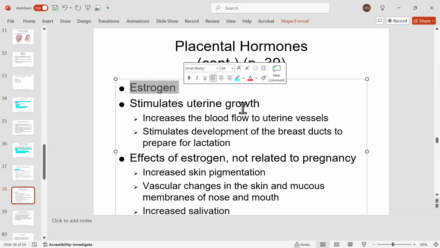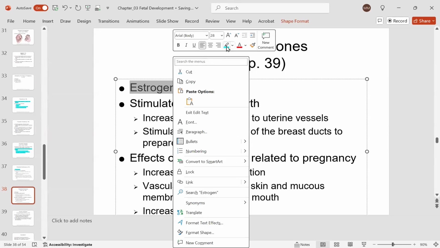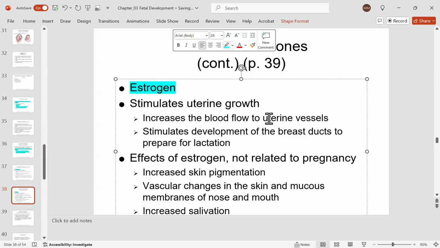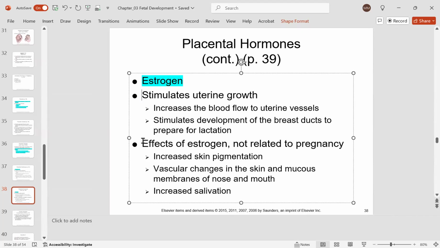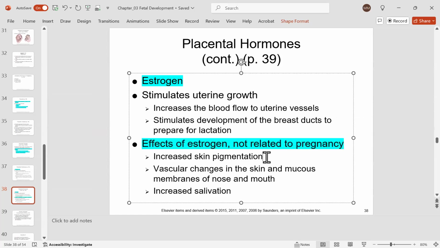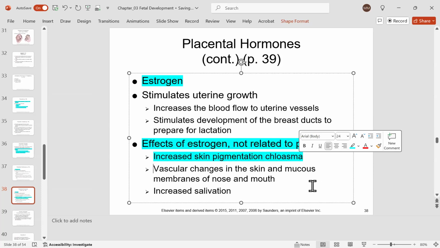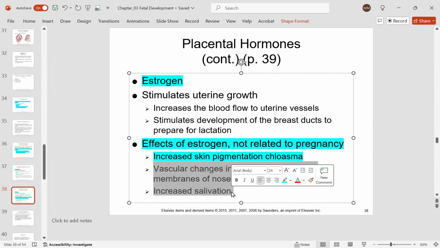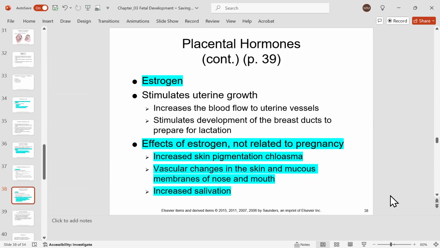Estrogen, what does that do when you're pregnant? What's the function of estrogen? That also stimulates the uterine growth, increases blood flow, helps the breasts prepare for breastfeeding. It also does some other things that have nothing to do with the pregnancy, but they're more like side effects, right? So that pigmentation, that chloasma, it's responsible for that. It's also responsible for some vascular changes in the skin and mucous membranes of the nose and mouth. So in other words, when you're pregnant, you produce more saliva, you produce more sputum. It's not unusual for a pregnant woman to have a stuffy nose or a runny nose. And just a lot of soppy, wet stuff going on around the mouth. That's just because of all the estrogen.